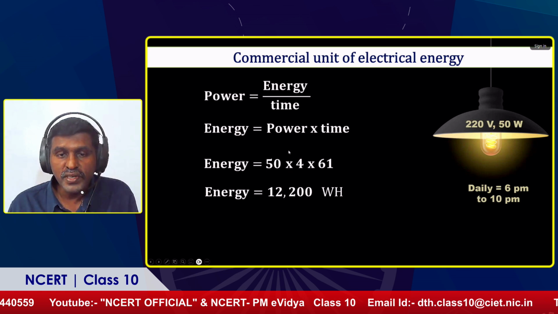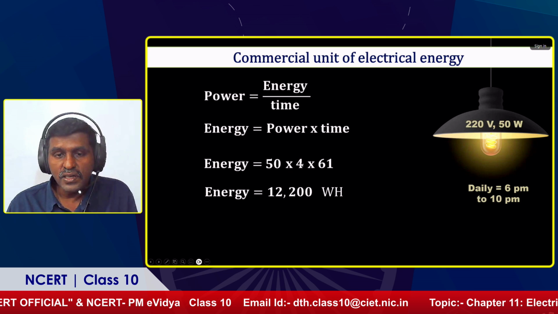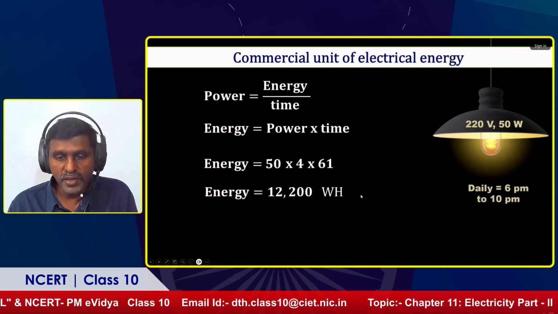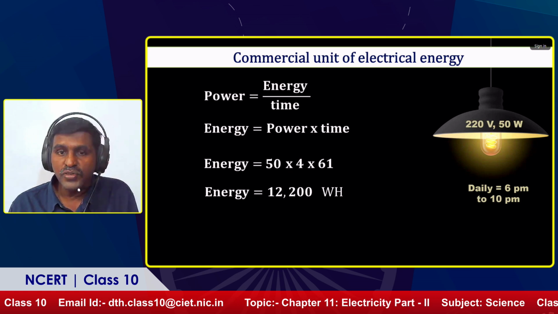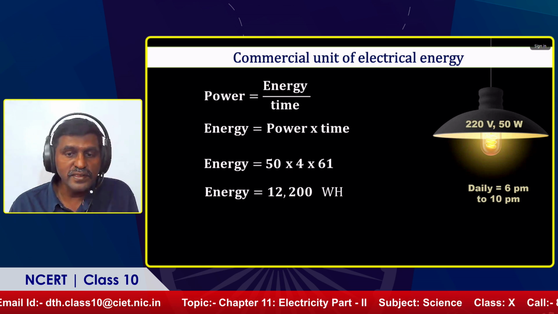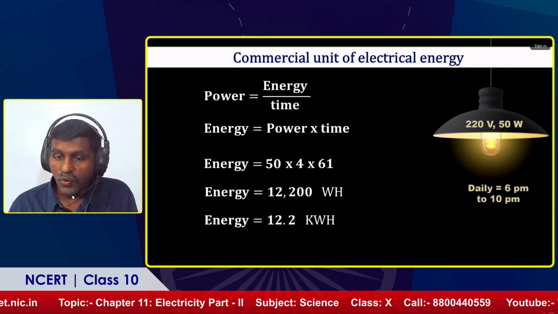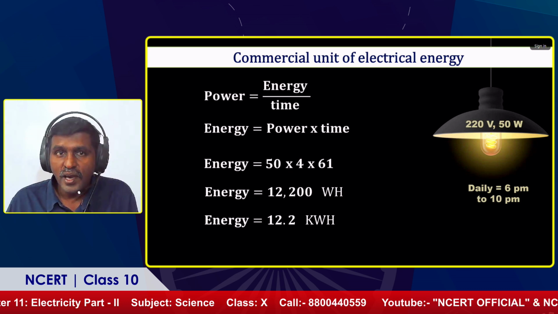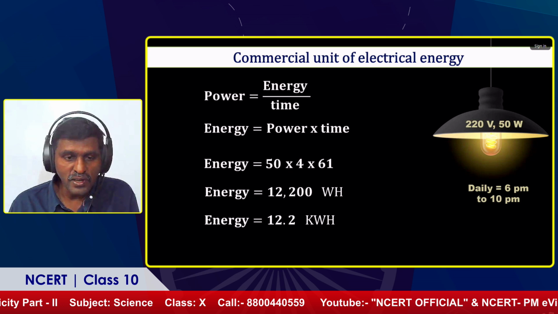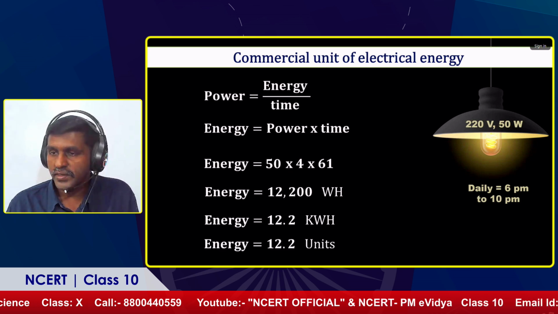That means watt is the unit of power and hour is the unit of time. I used hour here, because I am using 4 hours per day. So the unit is watt hour. But 1 kilowatt is 1000 watt. So if I divide this watt hour by 1000, I will get it in terms of kilowatt hour. That is 12.2 kilowatt hour. This is the commercial unit of electricity. Normally we can say this as 12.2 units.